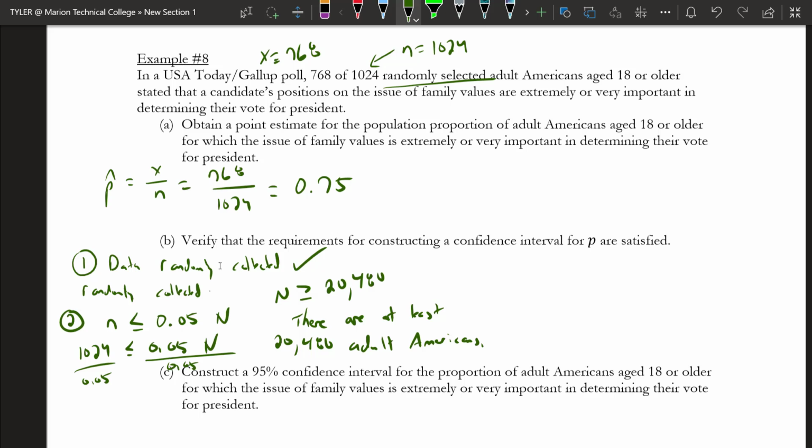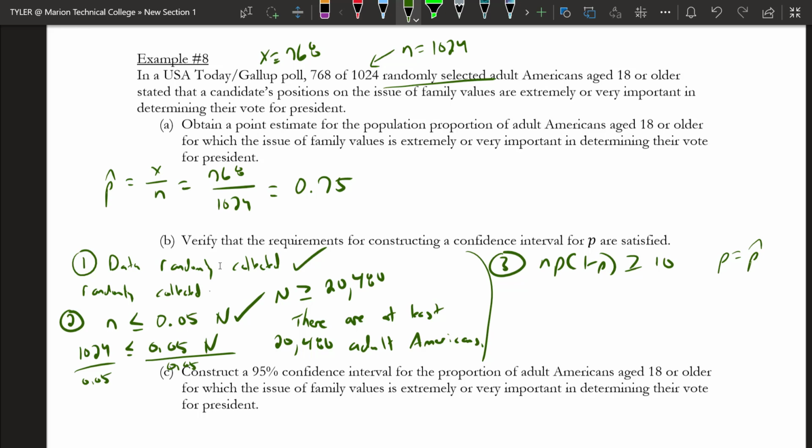So this condition is satisfied. So then lastly, the third condition that we need is we need n times p times 1 minus p to be greater than or equal to 10, right? But same idea as before, we don't know what p is, but we know what p hat is. So we're going to say that p equals p hat.